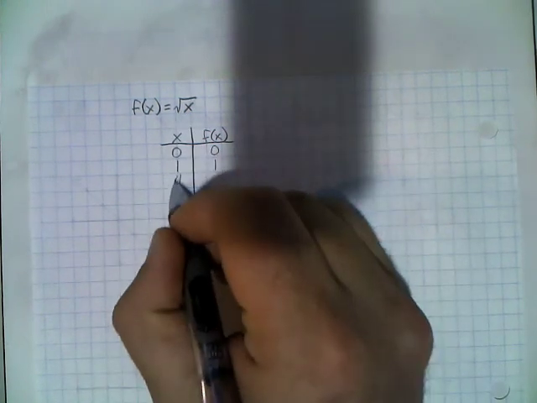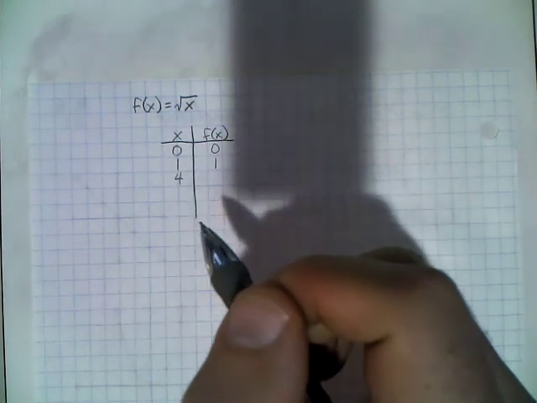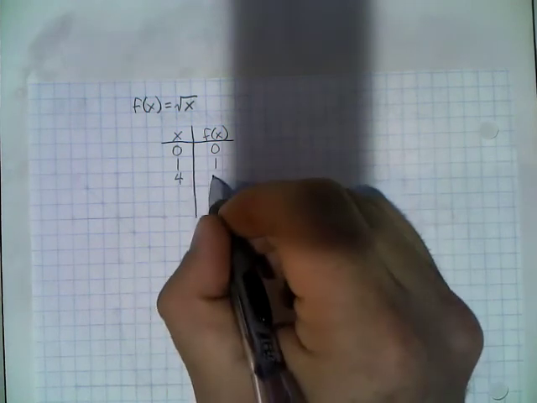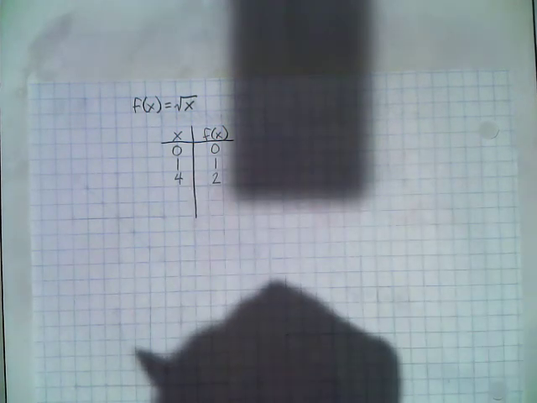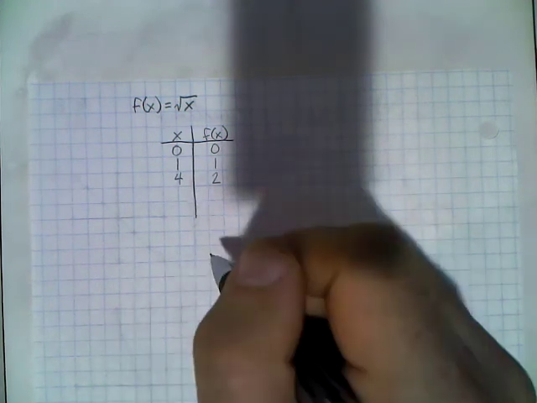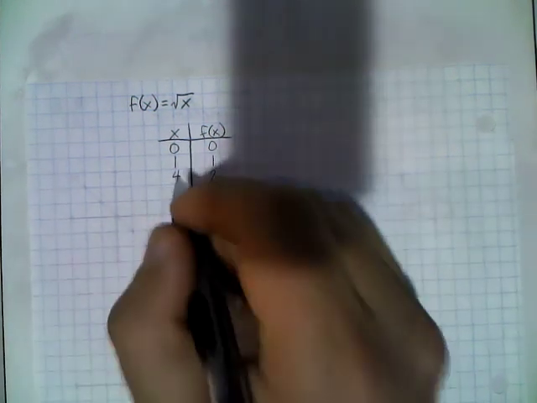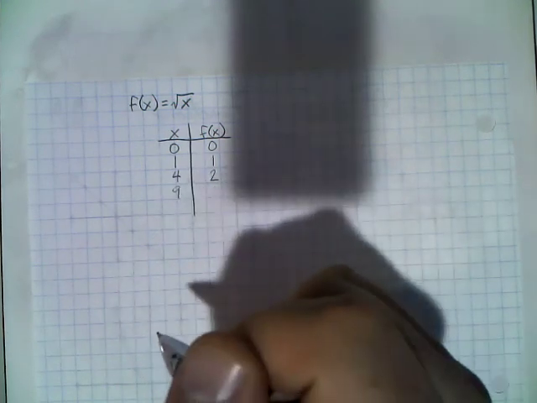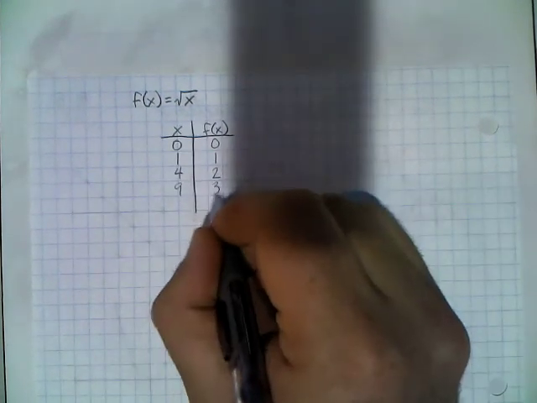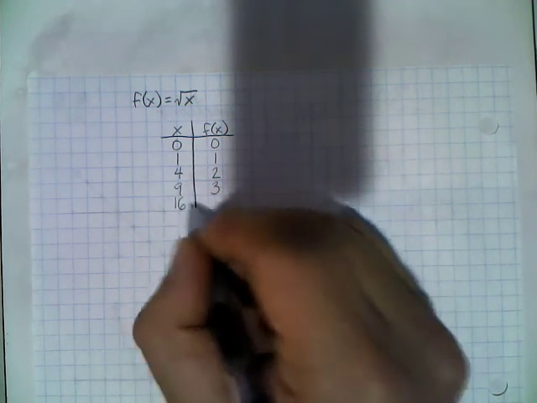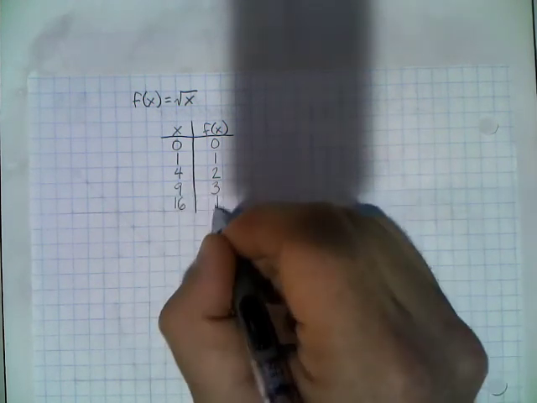So the next value I'm going to choose will be 4. Because radical 4 comes out as 2. So f of 4 equals radical 4 equals 2. So obviously the next value then that would actually be nice would be the next thing that has a nice square root. So 9. Radical 9, of course, is 3. Next would be 16, because radical 16 is 4.